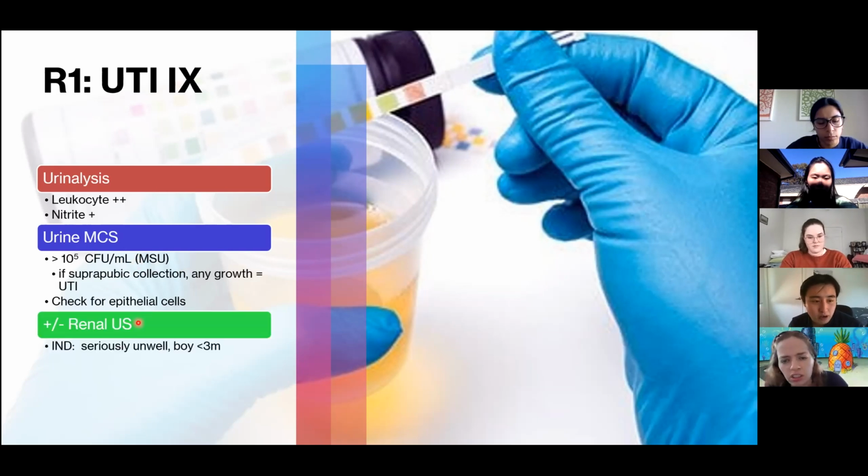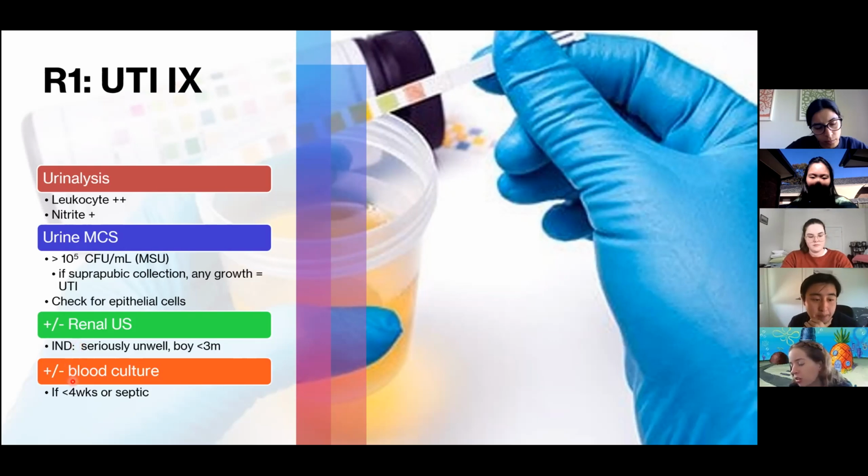The other less routine investigations include your renal ultrasound for those who are seriously unwell or boys who are really, really young. The reason is because you want to do an ultrasound to rule out a urinary tract abnormality, like a malformation, something like that. And also, you would consider doing a blood culture in those young children because their signs are not specific, and you don't want them to have sepsis. So you do a blood culture just in case if they are less than 4 weeks.